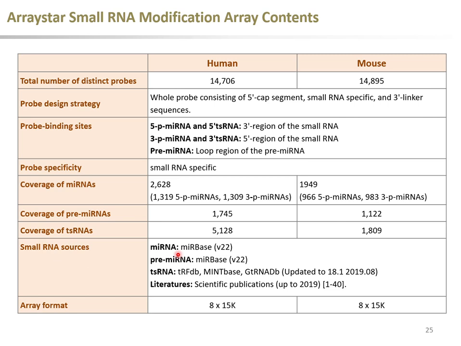The microarrays are designed for human and mouse species. For human, there are more than 14,000 distinct probes covering all cataloged microRNAs, microRNA precursors, tsRNAs collected from miRBase, gtRNAdb, tRFdb, MINTbase, reference databases, and scientific papers.